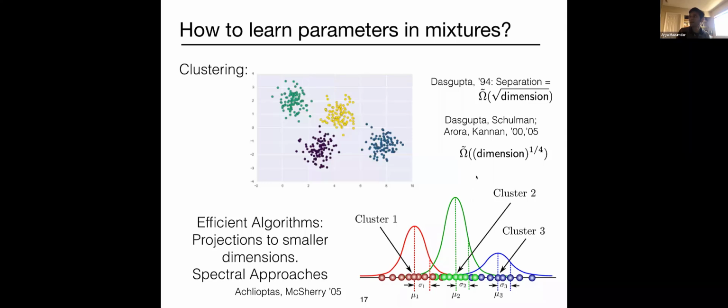Later this was improved by Dasgupta and Schulman in one paper, and Arora and Kannan in another paper, to dimension to the power of 1/4. There is also a parallel approach, which is a spectral approach. You look at the covariance matrix of the data set that you have, and you do an eigenanalysis to find the principal components, and you say those are the directions of the Gaussians. So these are the general techniques when the parameters are separated.